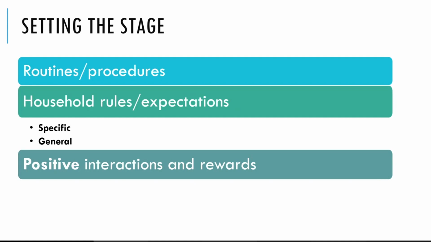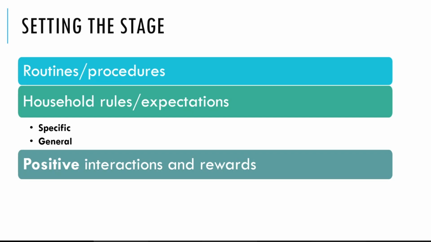We have to make sure that we have routines and procedures in place. We go to bed at a certain time, we get up in the morning, the first thing we do is brush our teeth, we put our clothes on, whatever the procedure is and the routine of the household. Then you have your household rules and expectations. Some of those are specific rules, and then some of them are general. We have to know what the difference is when it comes to specific rules and expectations and those general rules.